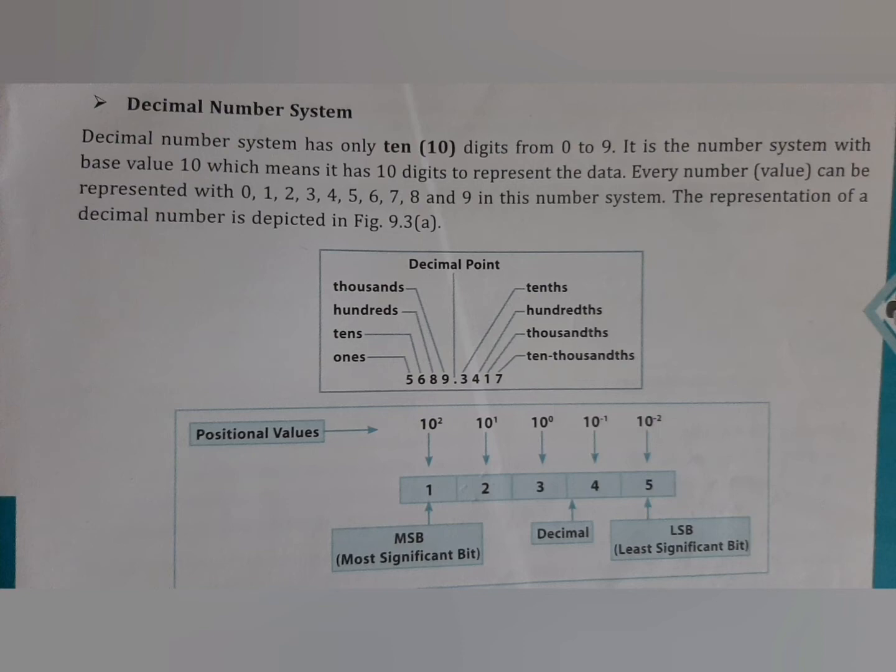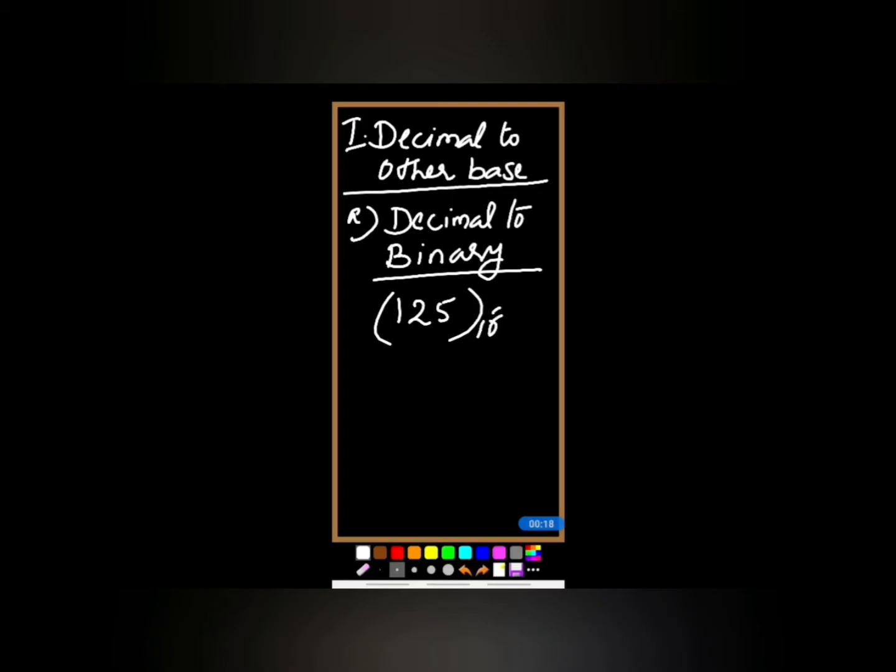So next, decimal to other base conversion. Let us discuss the rules. Let's practice. I have to find the binary equivalent of this number. For that, as I've already mentioned, whichever conversion it is, you have to divide by that base. What is the base of binary here? 2. So 125 divided by 2 is 62, and 1 is the remainder.